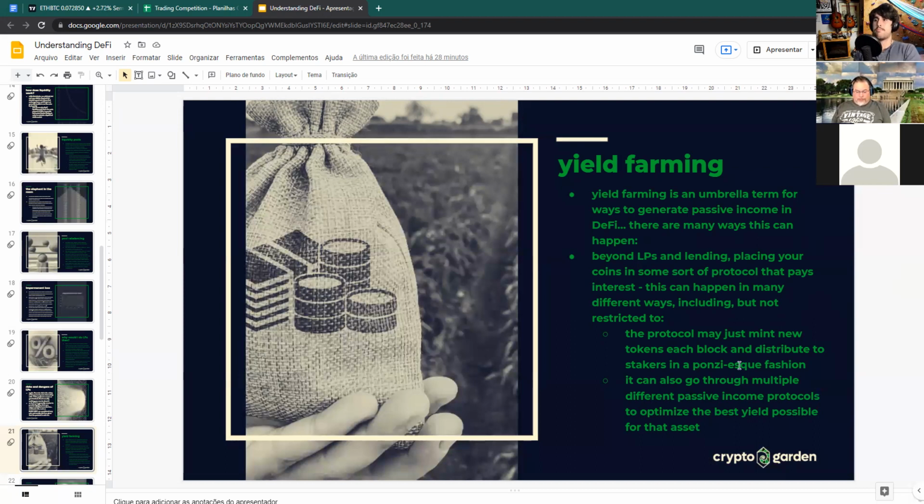So it can print new coins in a Ponzi fashion, kind of a Ponzi scheme, and you can make money on Ponzi schemes. You just have to be very, very, very careful. Okay. And it can also go through multiple different passive income streams, multiple different liquidity pools, and take the rewards from this and put it in there, and then borrow it from here and lend to there, so you can generate the best yield possible for an asset. And there are protocols that do that for you.